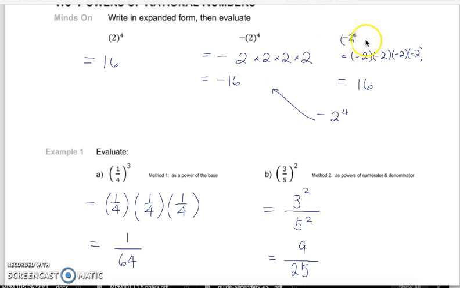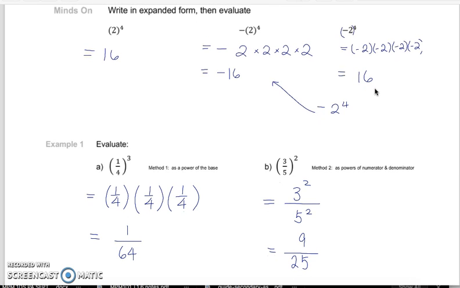In the case of negative 2 to the power of 4 with brackets, it means negative 2 times negative 2 times negative 2 times negative 2. Well, negative times negative is positive. Another negative times negative is positive. So positive times positive is positive. Therefore, you have positive 16.